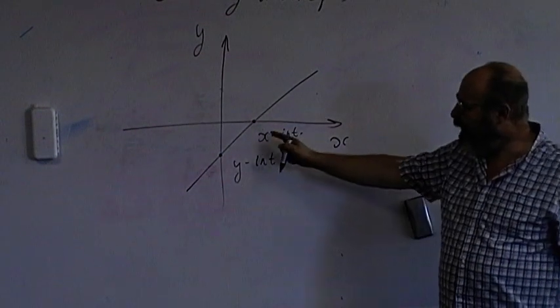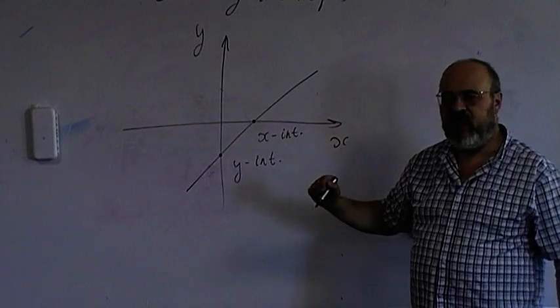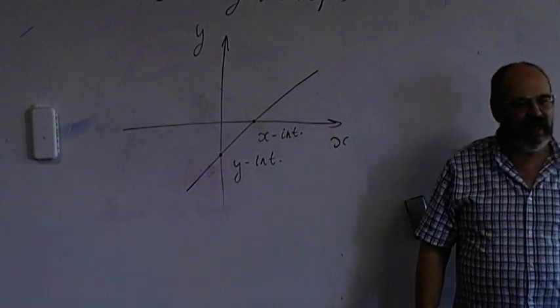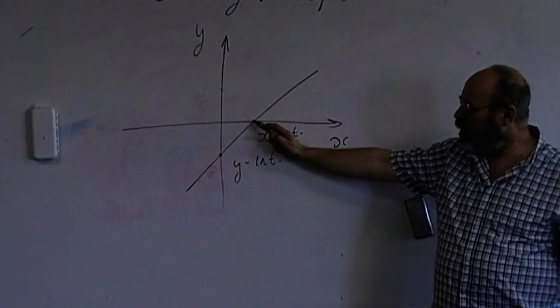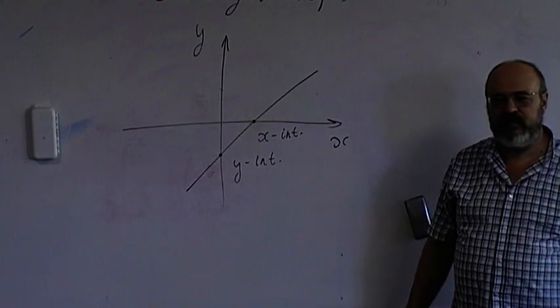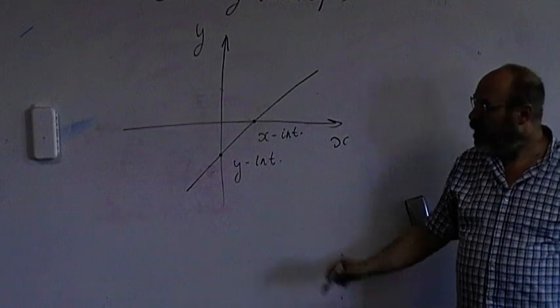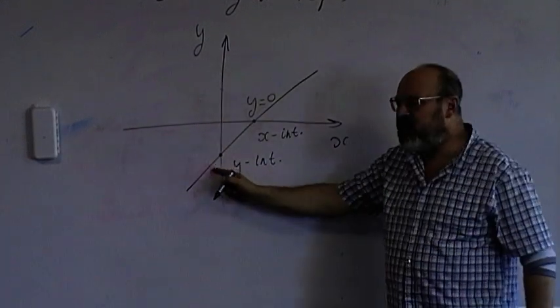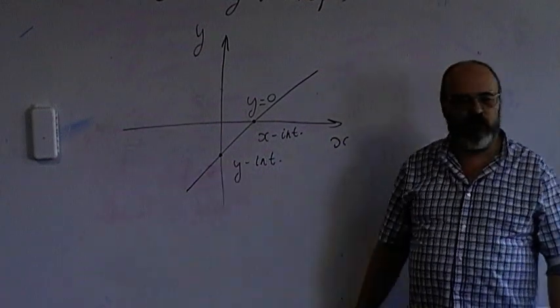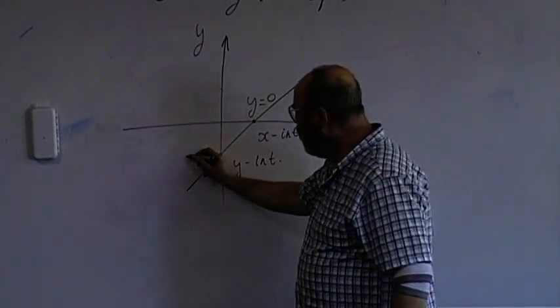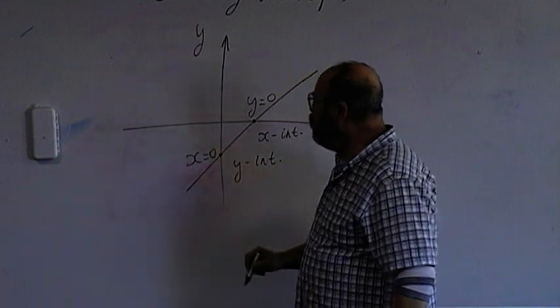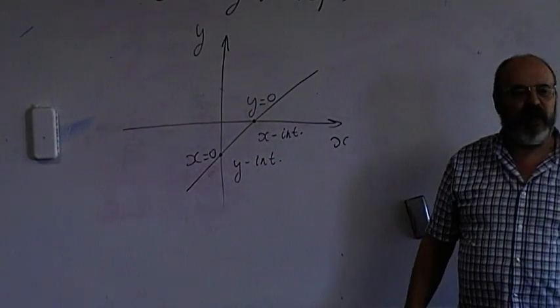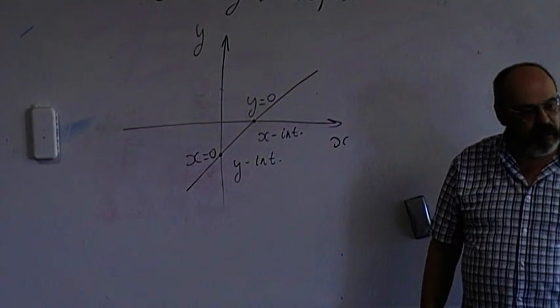What will y equal at the x-intercept? What is the y-coordinate of this point? Y here is 0. What is the x-coordinate of the y-intercept? 0. You have x equals 0. And we can use that fact to find x and y intercepts.